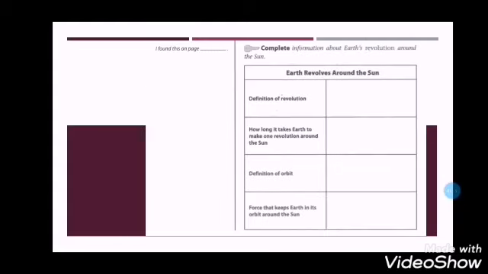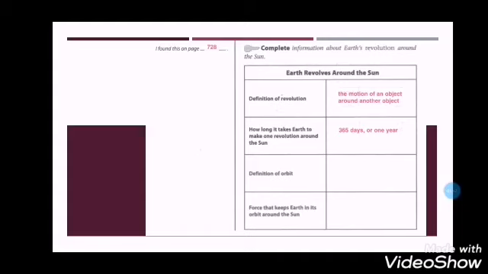The second exercise, we have to complete information about Earth's revolution around the Sun. The answers to this exercise are found on page 728. First, let's define revolution. Revolution is the motion of an object around another object. How long does it take Earth to make one revolution around the Sun? It's 365 days or 1 year. You can write 365 days, 0.25, it's also correct.